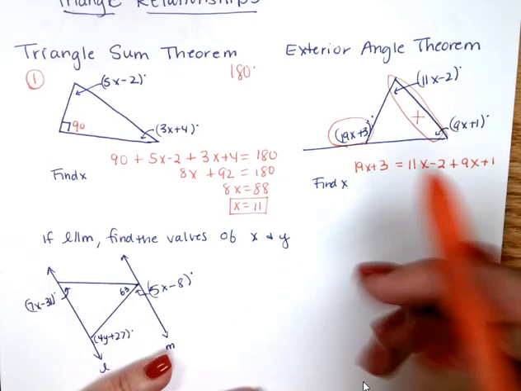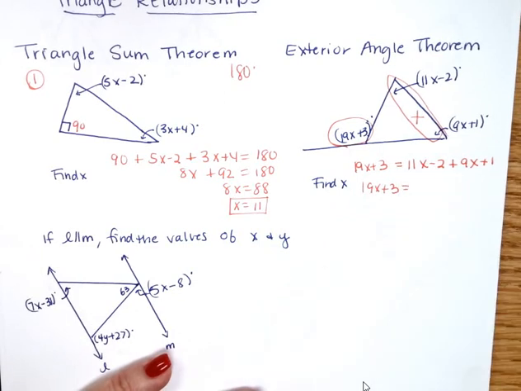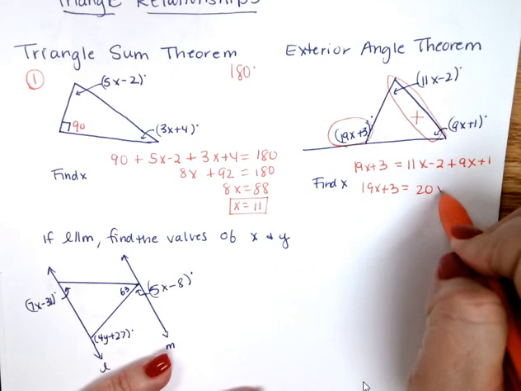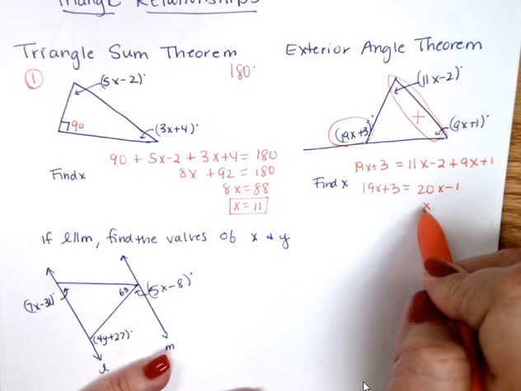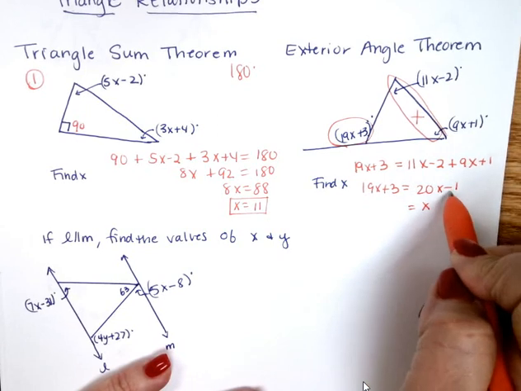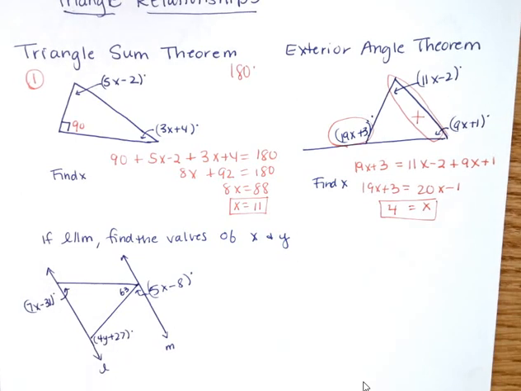Let me clean up my side. Bring my 19x over here, so I just have x. I'm going to add my 1 to both sides here. So x equals 4.